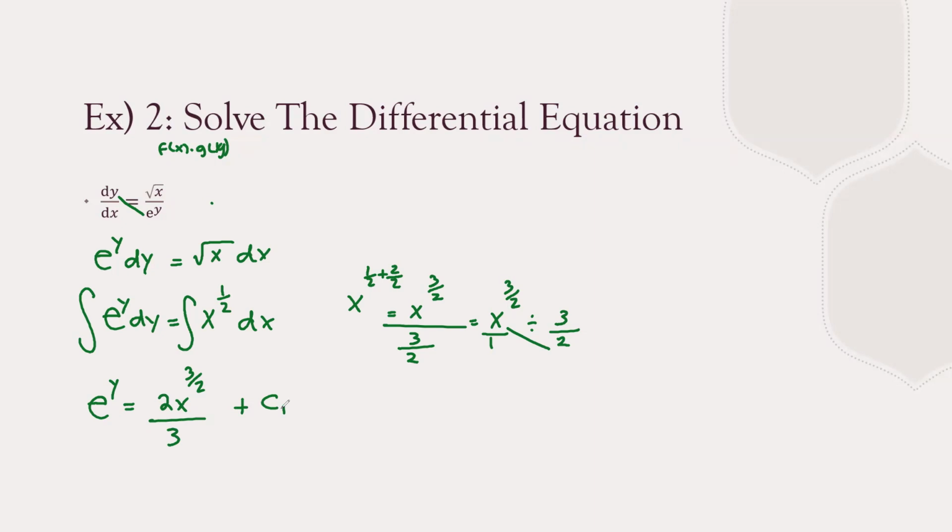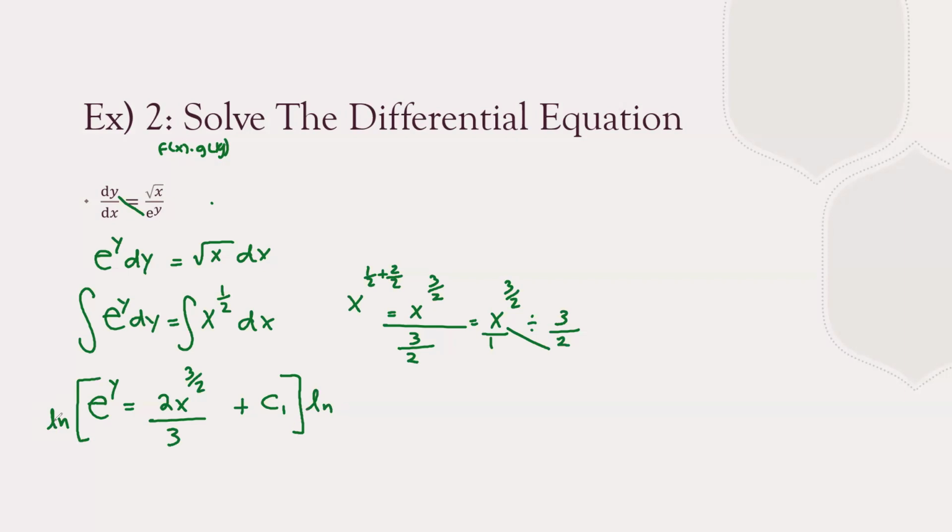Okay, so now we can just try solving for y. Can we get y by itself? I believe so. We have e to the y on the left, so how do I get rid of this e? You're going to have to take the inverse of e. So you're going to multiply both sides by ln.